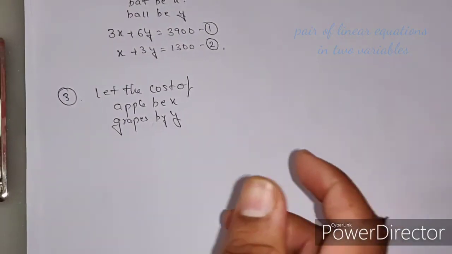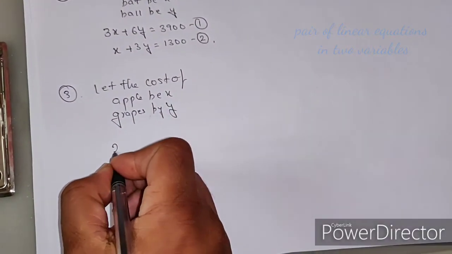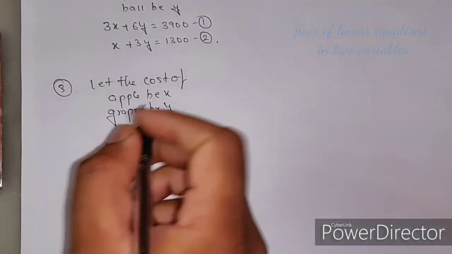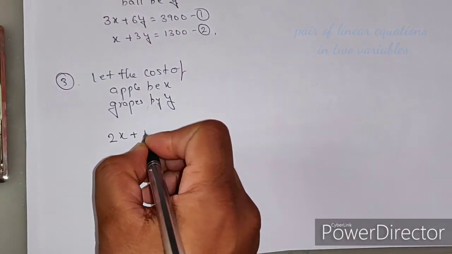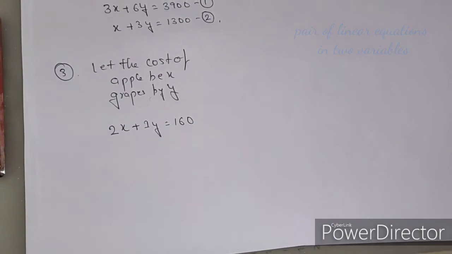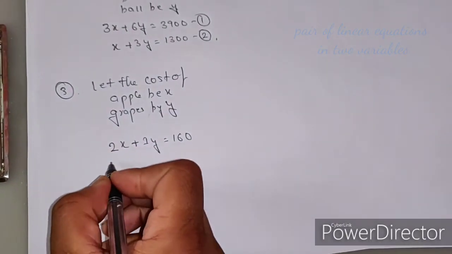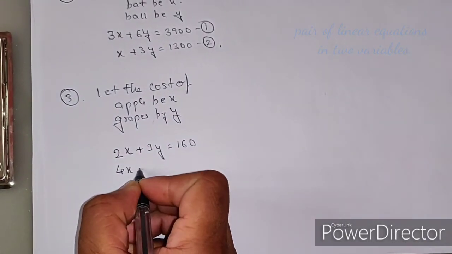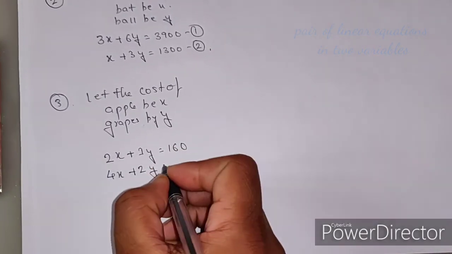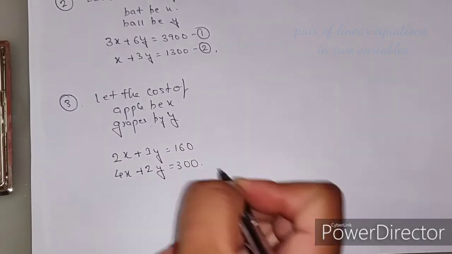So on the first day, how many kg of apples? The cost of 2 kg apples and 1 kg of grape, 1 into y, was found out to be 160 rupees. After a month, 4 kg of apples, 4 into x, plus 2 into y, 2 kg of grapes, cost 300 rupees.